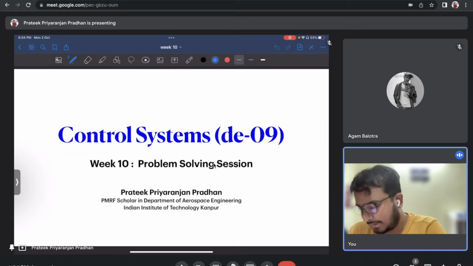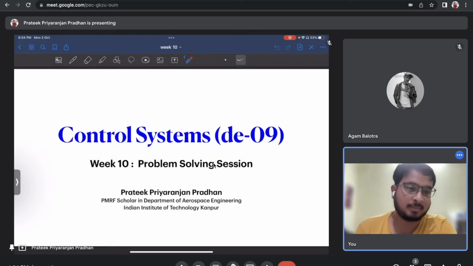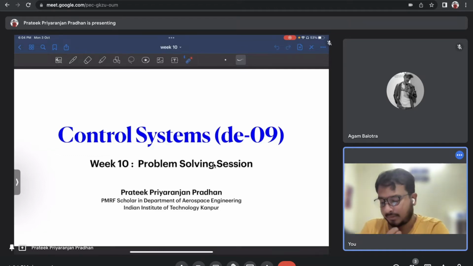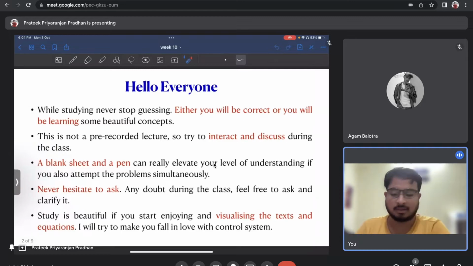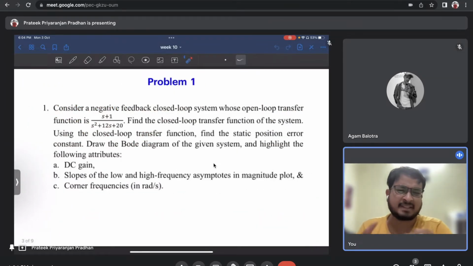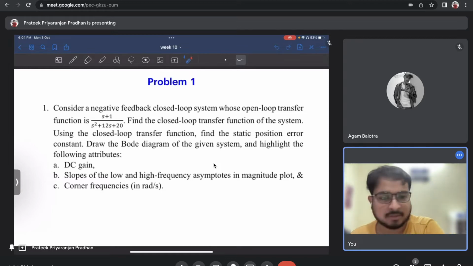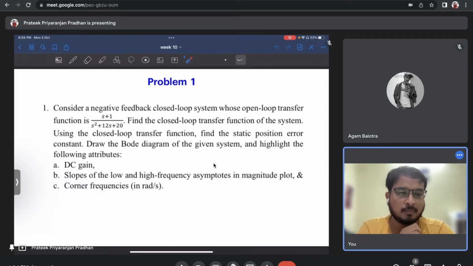Today it's the 10th week of the NPTEL course DE-09, Control System, by Professor S. Shankar Ram. In this week, the professor has taught about the Bode plot and the basics of Nyquist. The questions this week will mostly focus on Bode, and next week it will be more on the Nyquist side. This is a very basic question. If you understand it, then most of your doubts about how to plot the Bode diagram will be clear.